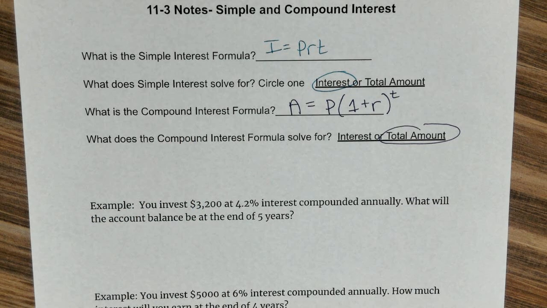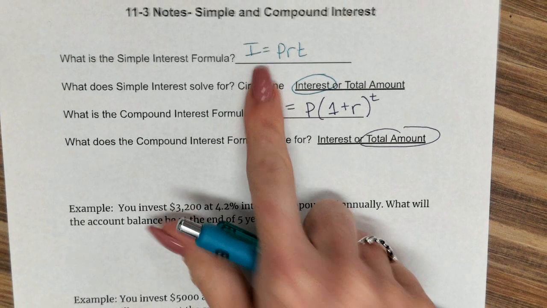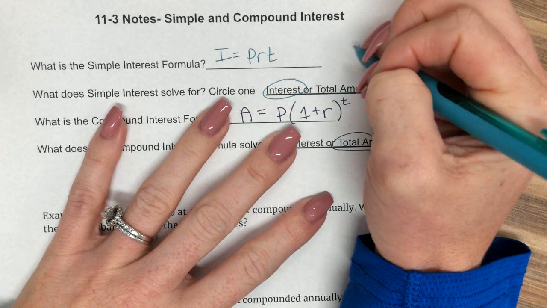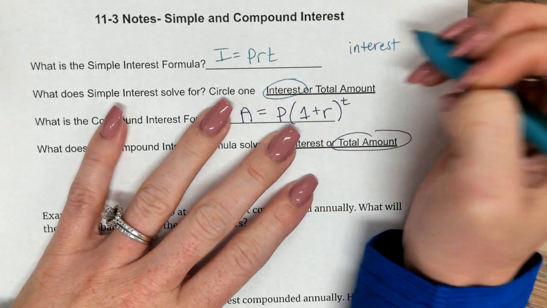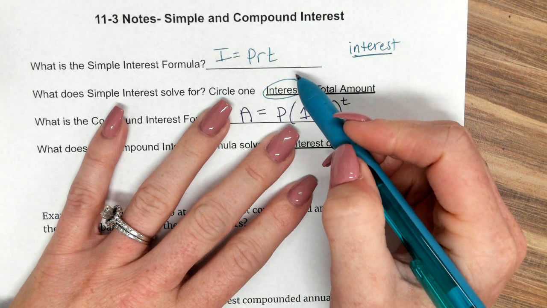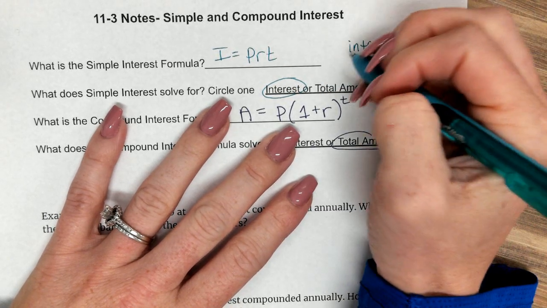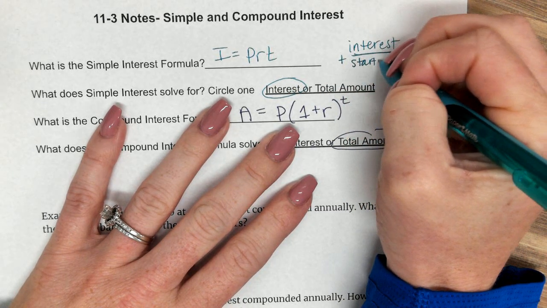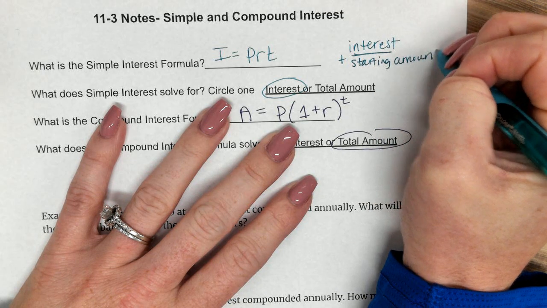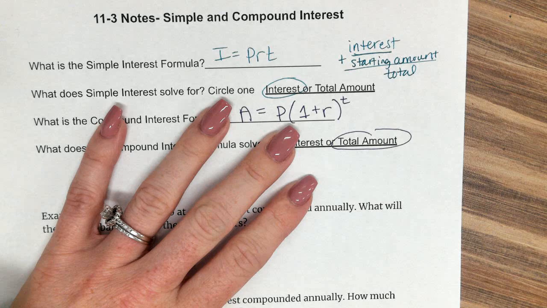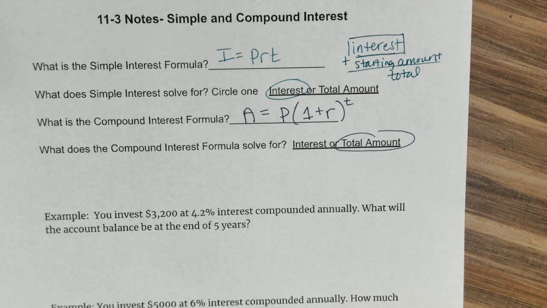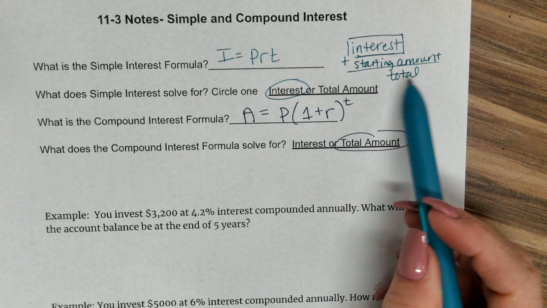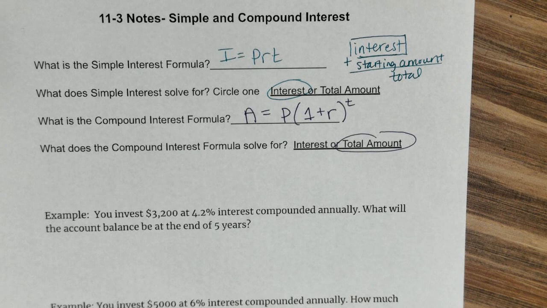Let's talk about what if it asks for interest, what are you going to do? So look at this one. For simple interest, if it asks for interest, then you just use the formula, yes? This is going to be your answer. What if it asks for total amount? You take your answer and add back the starting amount, and that will give you the total. Are y'all with me? On simple interest, it solves for interest. If you want the total, you have to add back in the starting amount.